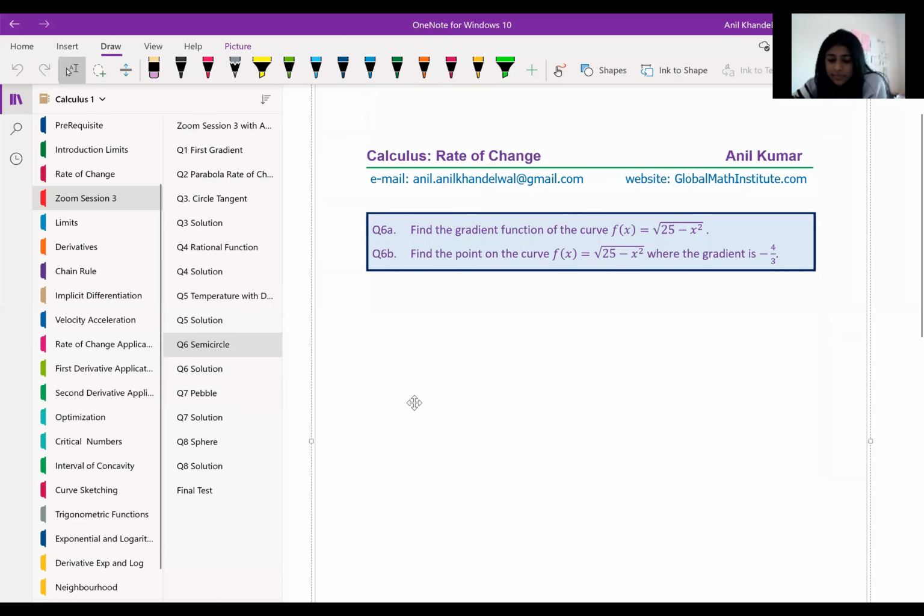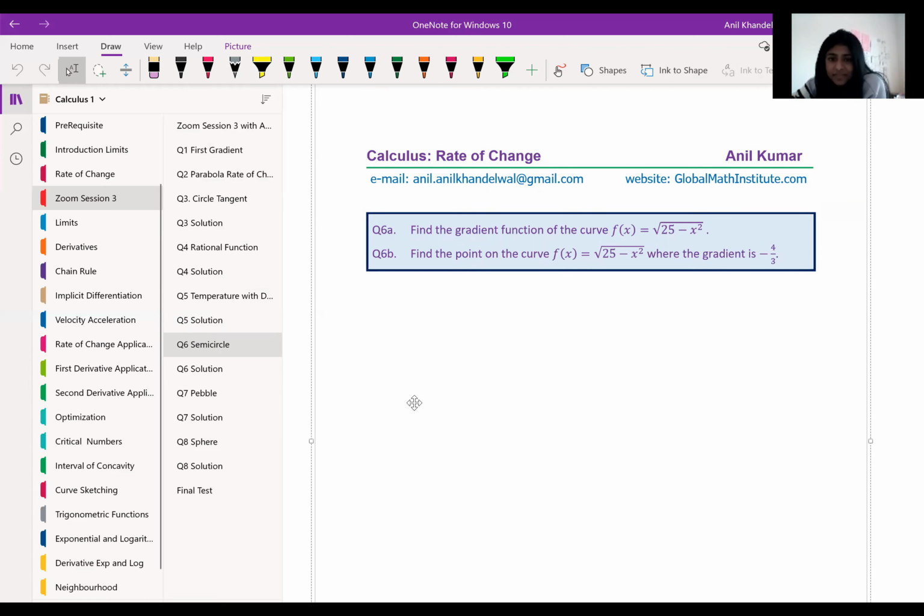Next question is based on semicircle. Find the gradient function of the curve f of x equals the square root of 25 minus x squared. Whenever it is a function like this, you should recall that it is the equation of a circle where you isolated y and you're only looking at one half of it, which is the positive half. So it is a semicircle, right?